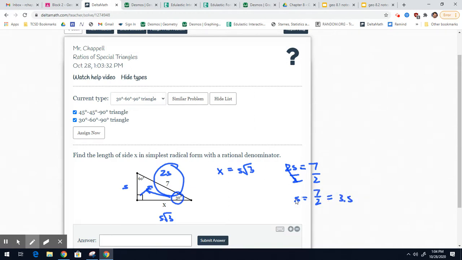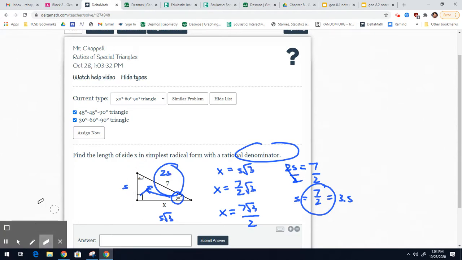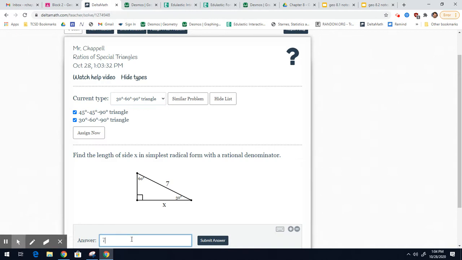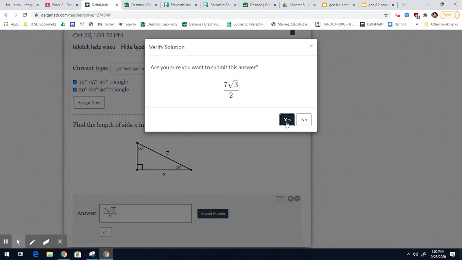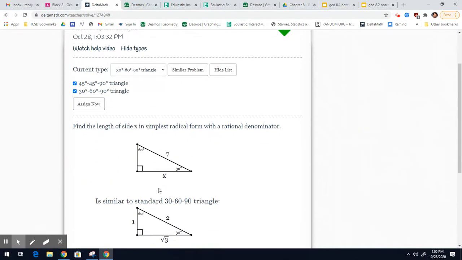Now I'm not sure if they'll allow you to do 3.5. Okay, I'm going to stick with the 7/2, because they talk about denominators. So 7/2. So now X is going to be S, 7/2, square root of 3. That square root of 3 goes to the top. 7 square root of 3 divided by 2. And that's it. So this one you had to kind of go through the short leg to get to the long leg. 7 square root of 3 over 2. Notice the square root of 3 only goes to the top. It doesn't go to the top and bottom. 7 square root of 3 divided by 2. And again, I would stick to fractions, not decimals.